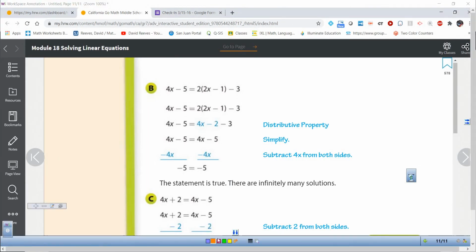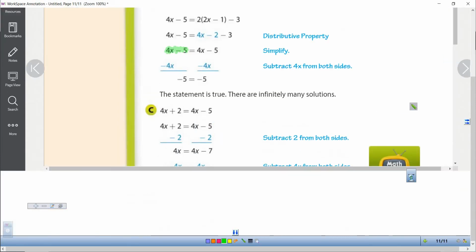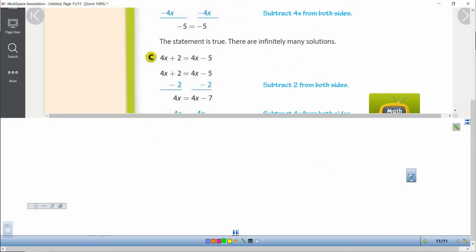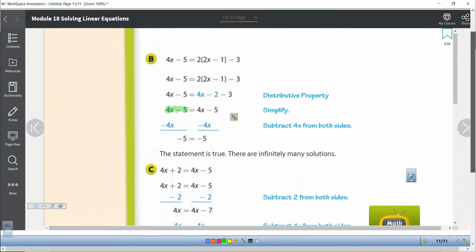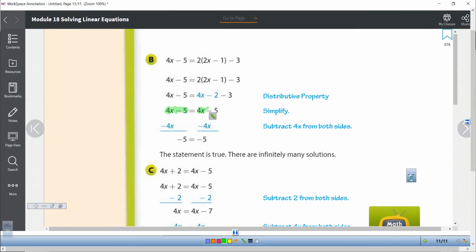Now let's just stop right there and look at what that says. What is the left-hand side? 4x minus 5. What is the right-hand side? 4x minus 5.